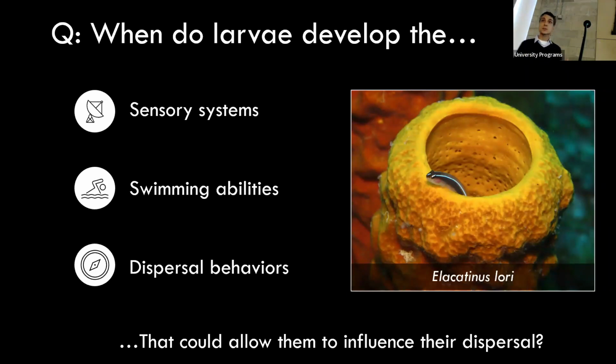Okay, and so I set out to address this question of, when do larvae develop the sensory systems, swimming abilities, and dispersal behaviors that could allow them to influence their dispersal? And I think this collection of projects gave us some really interesting initial results.